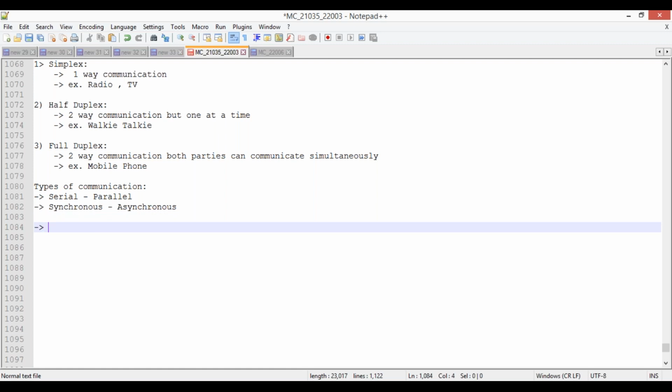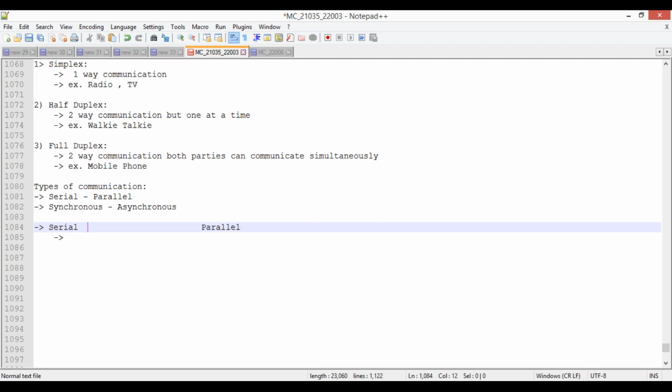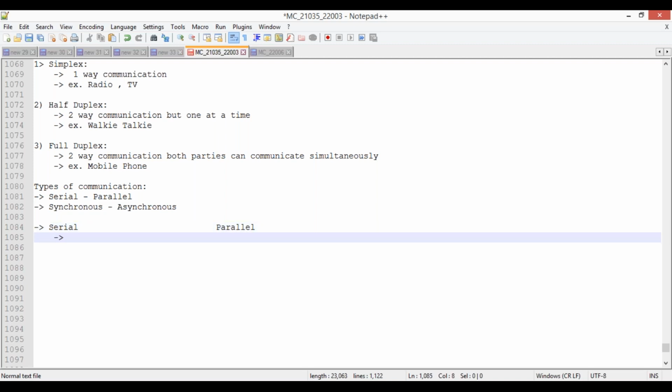So let me revise this. What you know about this. Let's talk about serial and parallel communication first. Now, people, in case of serial communication, how many bits are getting transmitted at a time, at one instant? One bit, only one bit, right? It is bit by bit communication, correct? So per instant, one bit is getting transmitted.